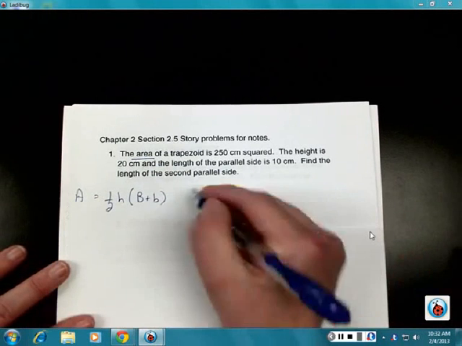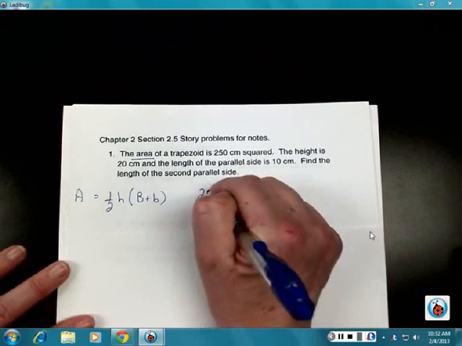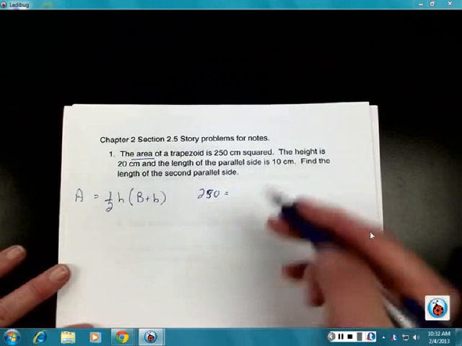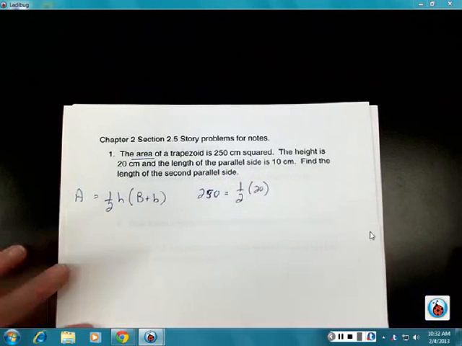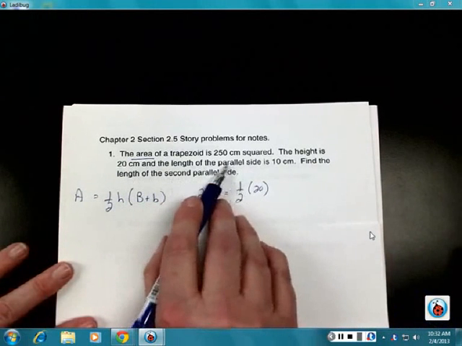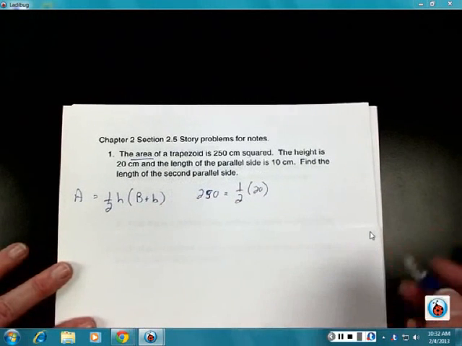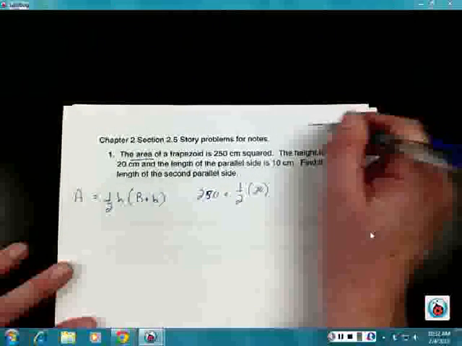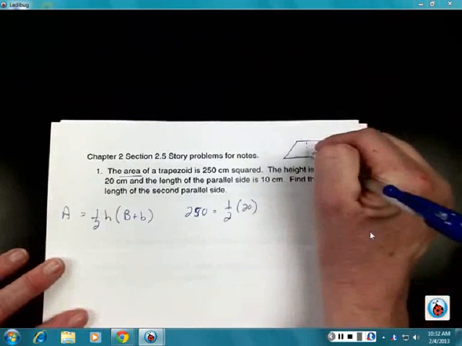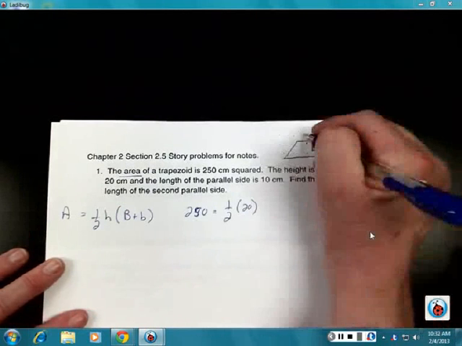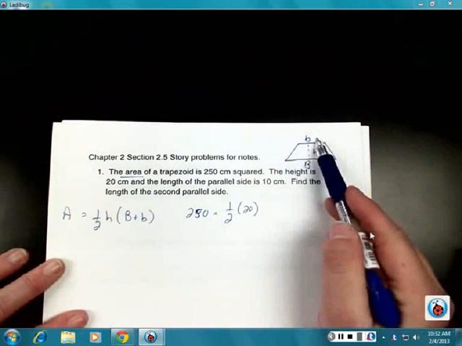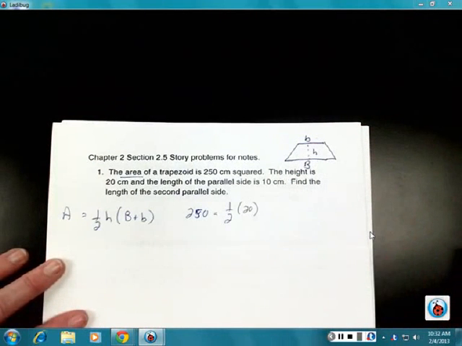Well, that's area. So 250 is my area. The height is 20 centimeters. So that means I have 1/2 times 20. You all agree so far? Okay. And the length of the parallel side is 10 centimeters. Now, parallel side. So I guess we need to look at maybe what a trapezoid looks like. Trapezoid looks like so. The height is what's dropped in here. And the bases are these two parallel pieces in my trapezoid. So my little base is here, my big base is there.